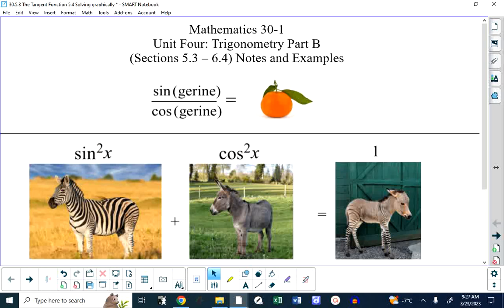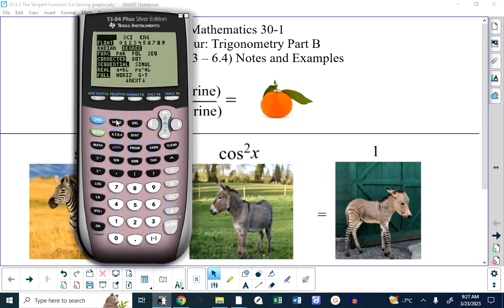It's meant as kind of a jokey meme that sine of 'gerine' plus cos of 'gerine' equals tangerine. And what I'm telling you is the sine of an angle divided by the cos of the same angle always gives you the tangent of that angle. And you could try that on your calculator, and it really doesn't matter whether you're in degrees or radians.